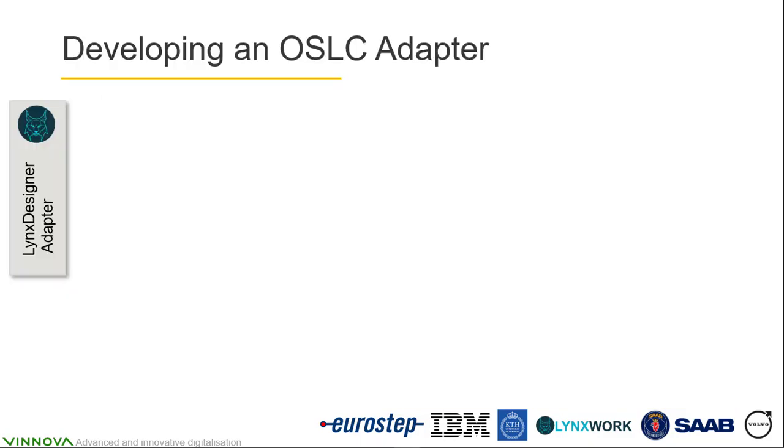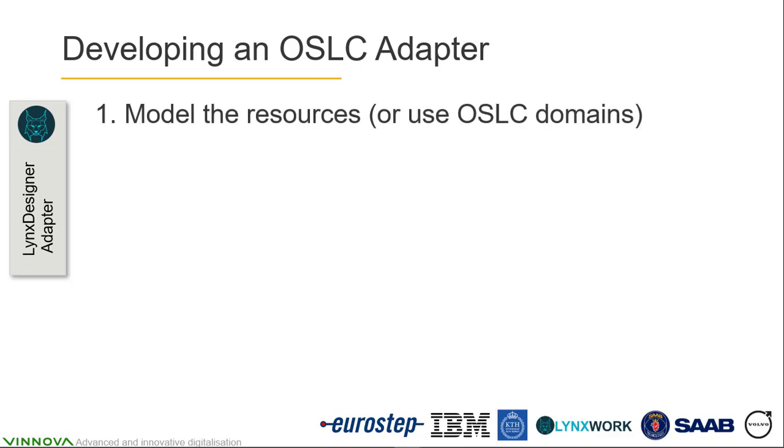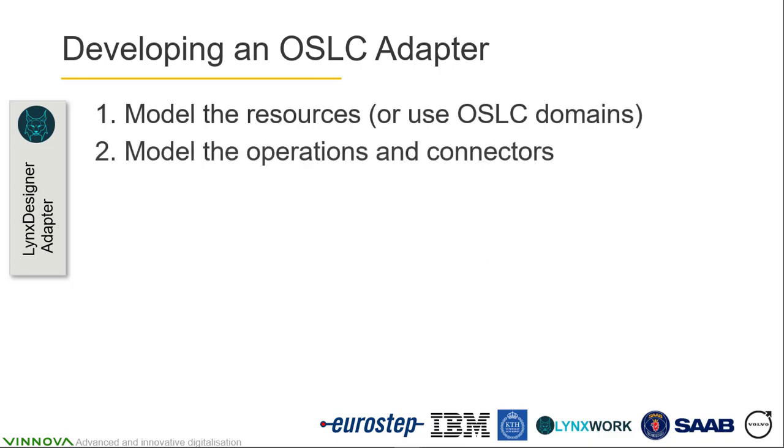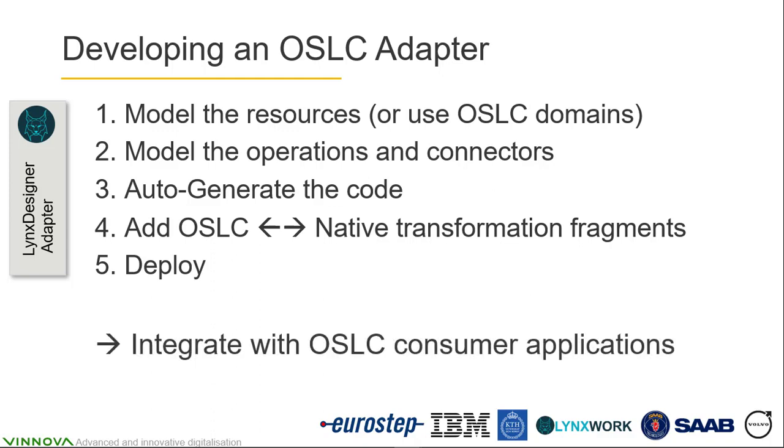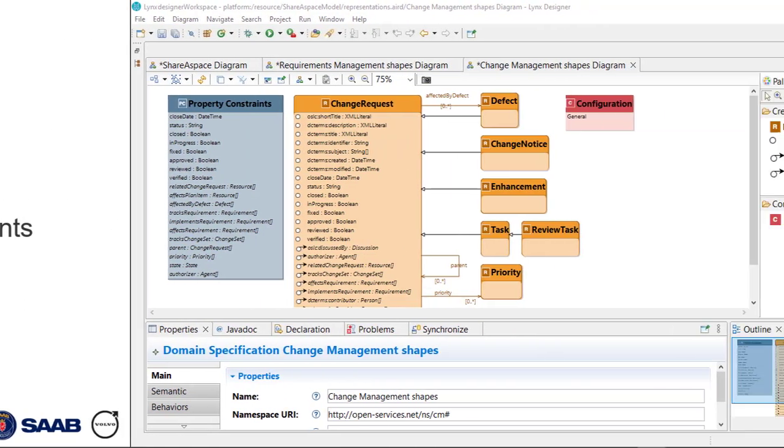The first step in creating the adapter is to model the resource information. This is then used to specify the OSLC operations for the adapter and their connections to the native ShareAspace REST API. From this, the LynxDesigner application auto-generates most of the adapter code. The remaining fragments of code map between the properties of the ShareAspace resource and the OSLC resource.